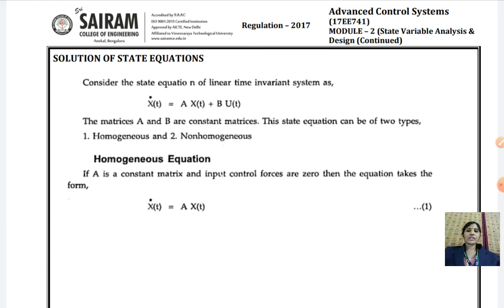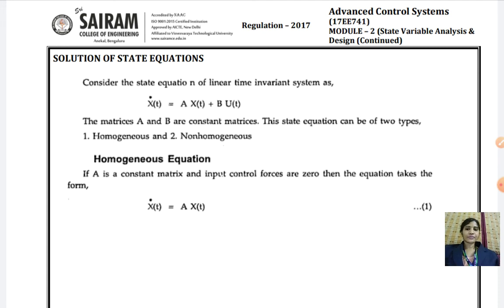In the previous lectures, we have seen what is meant by diagonalization, how to frame the characteristic equation, what is meant by eigenvalue, how to identify the eigenvalue, what is the importance of the eigenvalue, how to identify the eigenvector, how to frame the model matrix, and how to diagonalize the given state model. All these things we have seen in the previous lectures. Now we will be looking into the solution of the state equation.